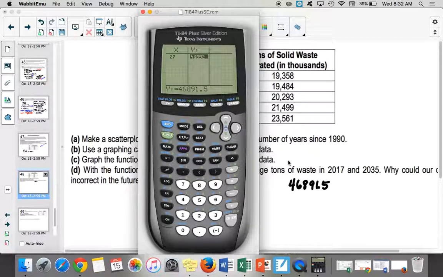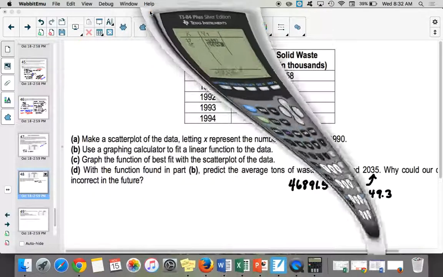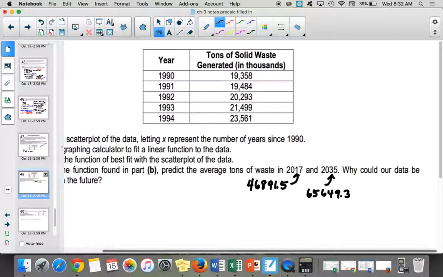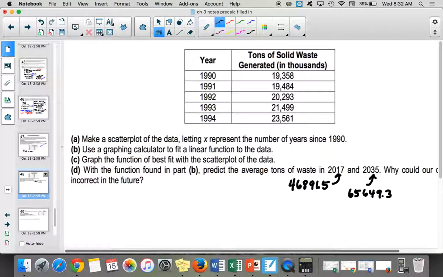So that's for 2017. And then 2035, what number do I plug in? 45, right? Since 1990. And then I go up and over, so I have 65,649.3. Okay, so it says, why could our data be incorrect in the future?